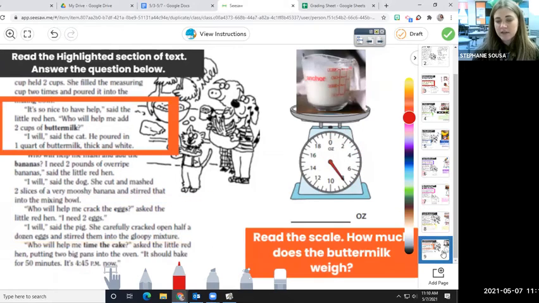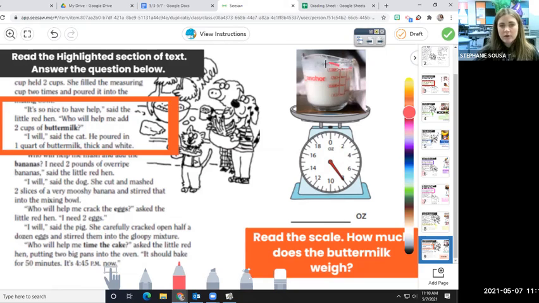And finally, look guys, I'm giving you a gift on Friday. We're finishing our math. Read the highlighted section of text. Answer the question below. It's so nice to have help, said the little red hen. Who will help me add the buttermilk? Add 2 cups of buttermilk. I will, said the cat. He poured in 1 quart of buttermilk, thick and white.